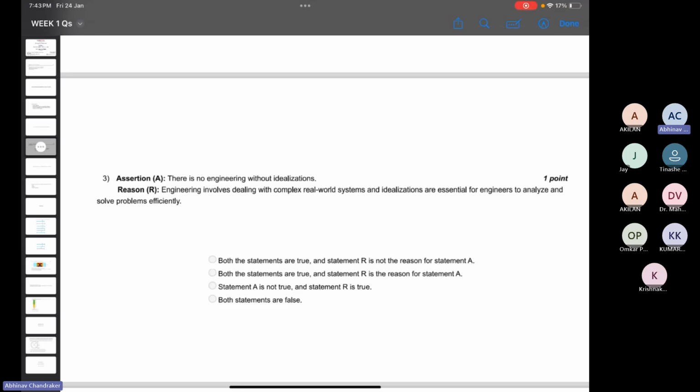So, can someone answer this? B, sir. B. Okay, B. Yes, the correct answer is B. So, when you are dealing with engineering problems, you have to make some idealization or assumption.